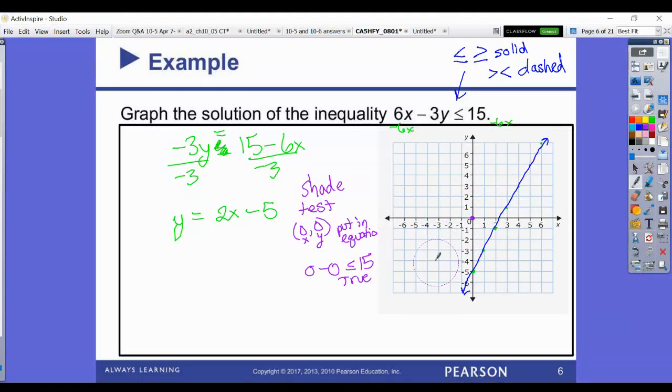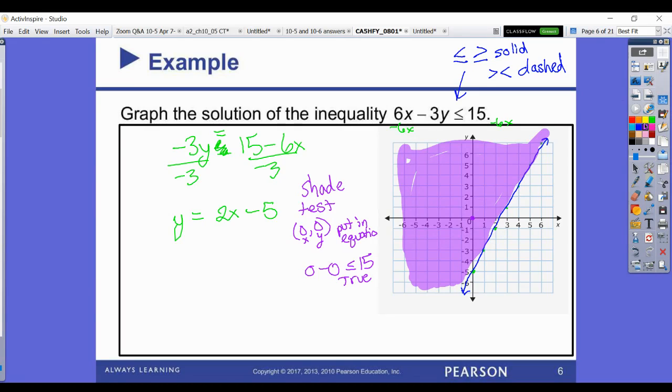That means everything on this side is a solution. So I could color it in. I'm going to try to use the highlighter because it will be prettier. So color in this side of the graph. Everything over here on this side would be a solution to this inequality. So that's the answer. That's what I'm looking for.